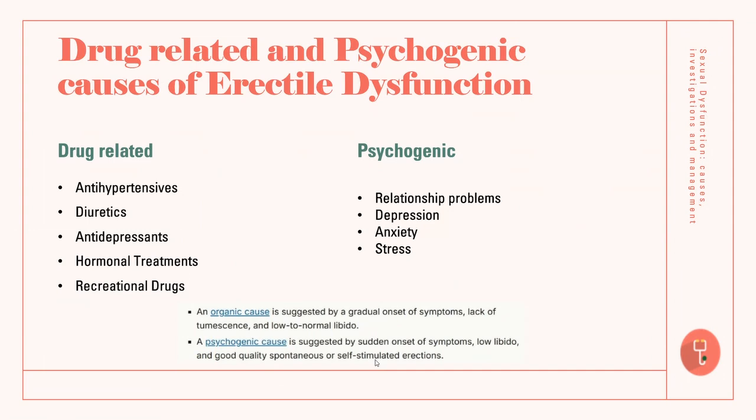And then this bit at the bottom, I thought was a good little tip. An organic cause is suggested by a gradual onset of symptoms, lack of tumescence, and low to normal libido, whereas a psychogenic cause is suggested by a sudden onset of symptoms, low libido, and good quality spontaneous or self-stimulated erections. So essentially, for a lot of patients, like I said, it's this pressure to perform. They may not have problems when they're alone, but when they're with a partner, they're having issues. It's not a definite this way or that way, but it's just something to keep in the back of your mind that might help you narrow down what's causing all of their symptoms.